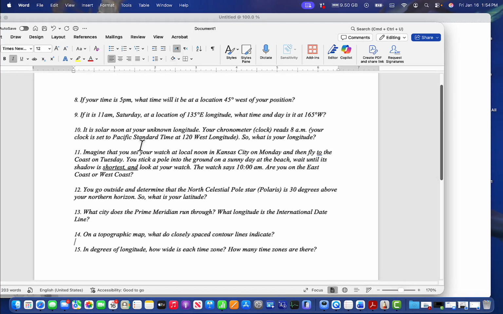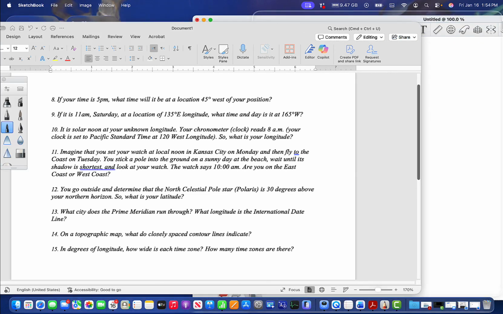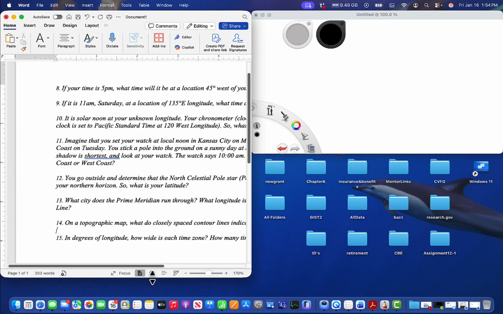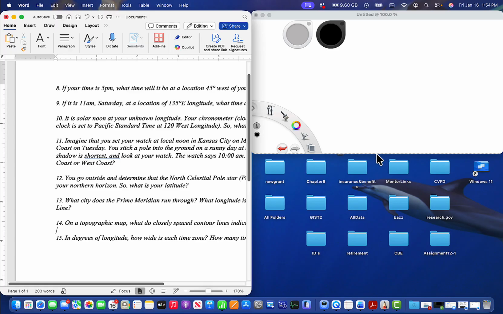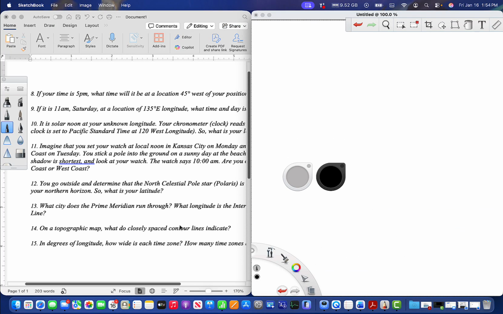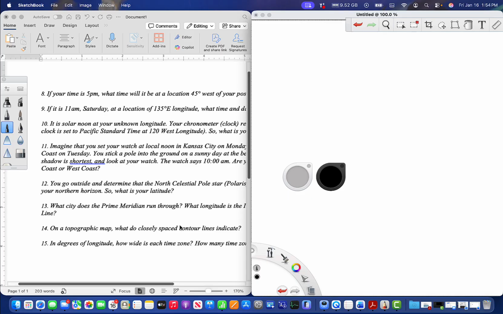This says if it's solar noon at your unknown location, your chronometer or clock reads 8 a.m. and your clock is set to Pacific Standard Time at 120 West, what's your longitude? This is a little bit, I don't want to call it complicated, but it's certainly a little bit trickier. This goes back to the longitude problem and trying to figure out your longitude at sea, for example. The only way to really determine your location longitude is by using a good clock. And we know that because we just explored time zones.